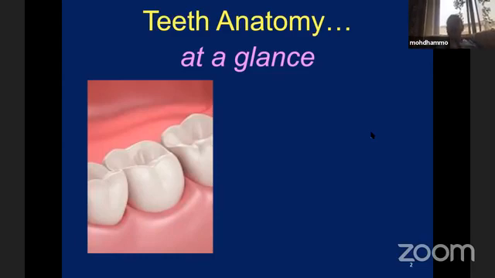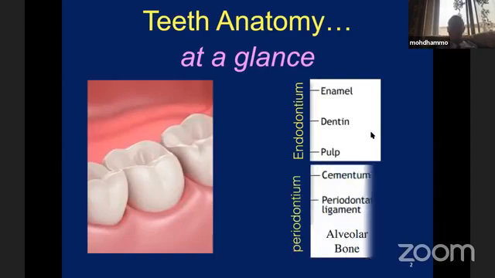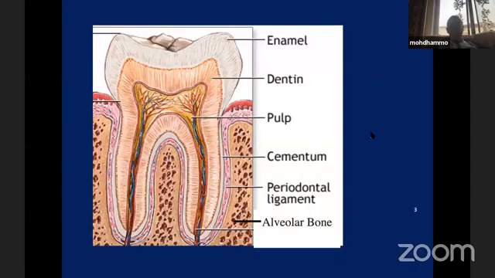If we look at the tooth, we are dealing with two parts. The first part is enamel, dentine, and pulp, which is called endodontium. And the second part is what we call periodontium, which contains cementum, periodontal ligament, and alveolar bone. So here is a deeper look at the tooth. This is enamel, dentine, pulp, and outside we are dealing with cementum, periodontal ligaments, and alveolar bone.